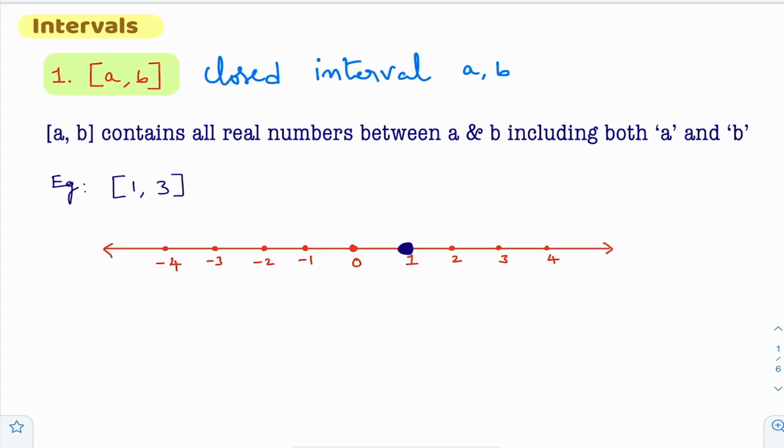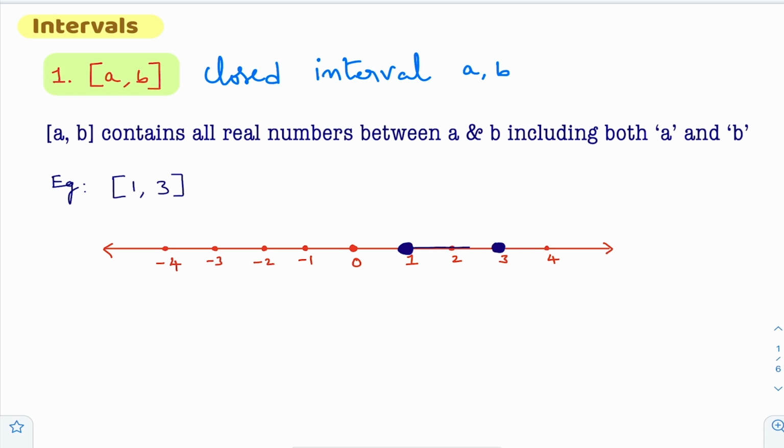Here, one dark circle. At 3 also you mark one dark circle. Why this dark circle here? Because this is a closed bracket. Now you mark all the things in between these two.